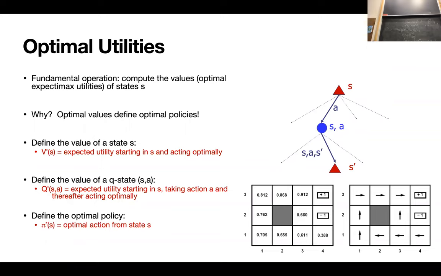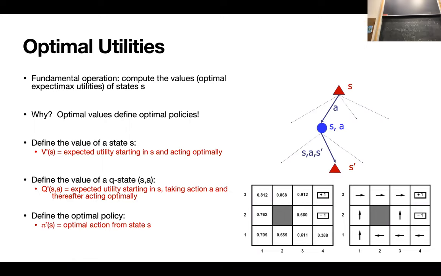Similarly for the Q state, for a state and an action, the value of a Q state would be the expected utility of starting in state S and taking action A now, and thereafter acting optimally, following an optimal path. So this is the value of a Q state. And the optimal policy, which we'll call pi of S, is the optimal action from state S that we can take.